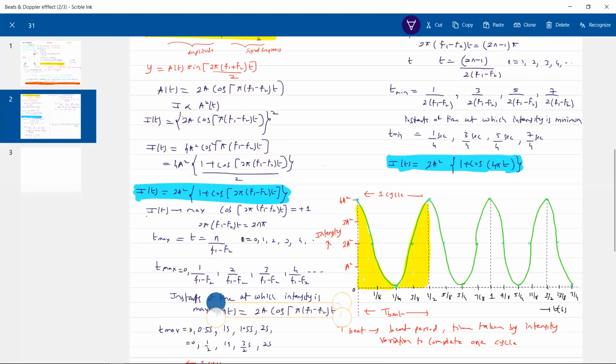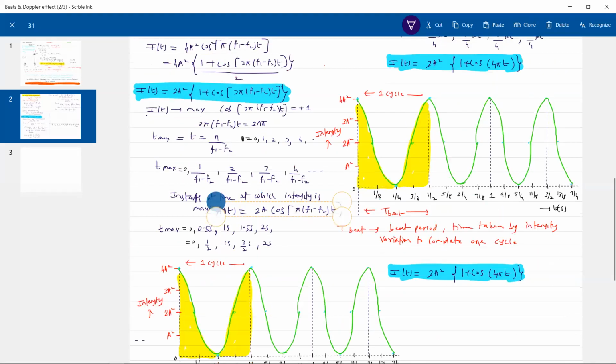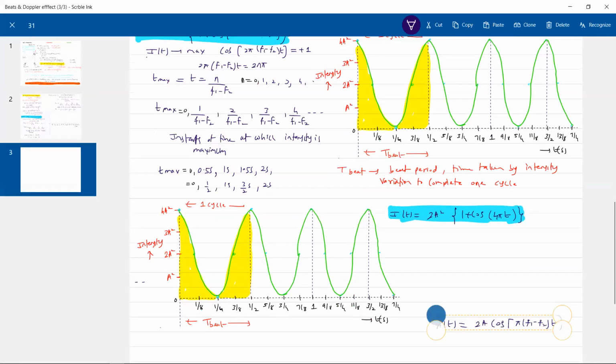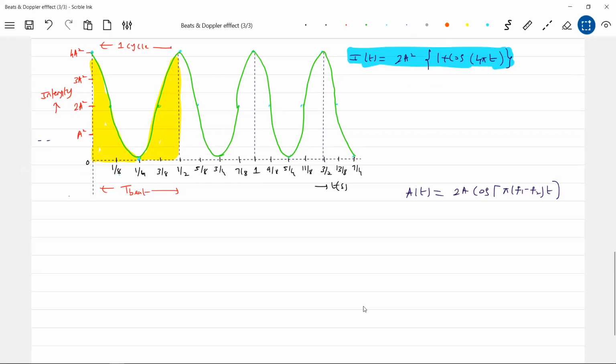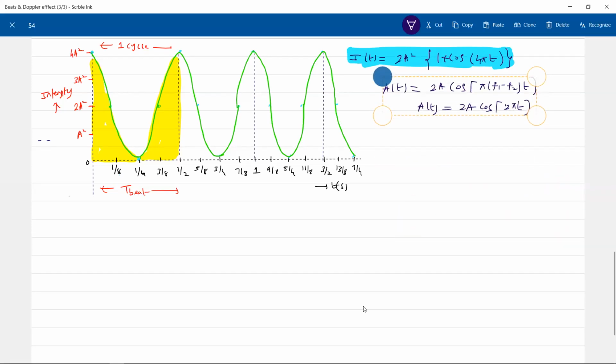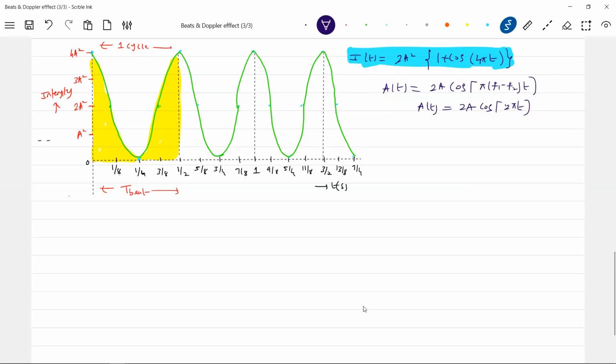Now for this, we'll plot it. Okay, now we'll simplify. What is F1? F1 is 3 hertz, F2 is 1 hertz, no? So if you simplify this, what do you get? 2a cos 2 pi t. This particular thing we have to plot. I'm putting everything in order so that it'll be very easy for you. So what is this graph? We have plotted for this.